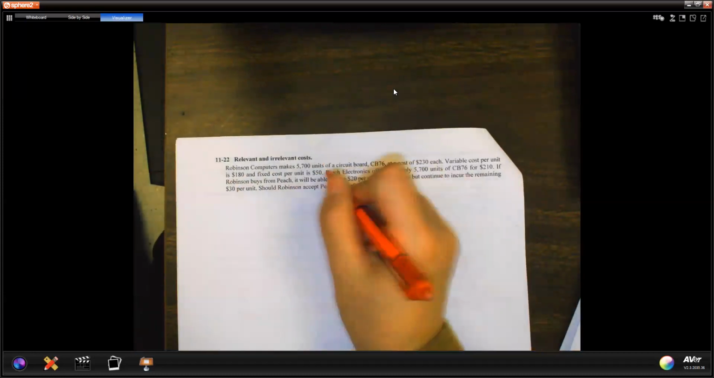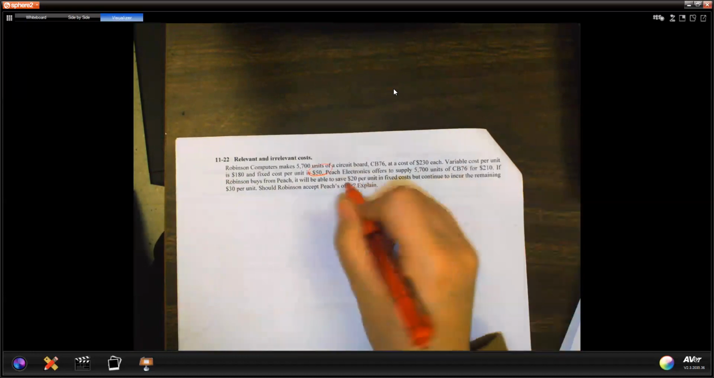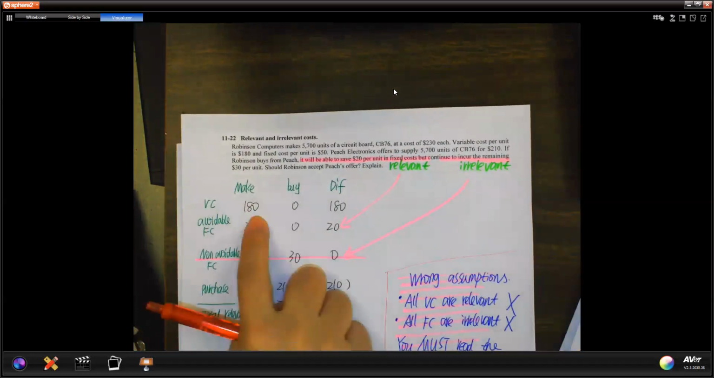This one says you have variable cost and fixed cost. Out of the $50 fixed cost, 20 will be saved, which is avoided, right? The remaining 30 will still be there. So we do the same thing one more time. You make, you buy, you get a difference.